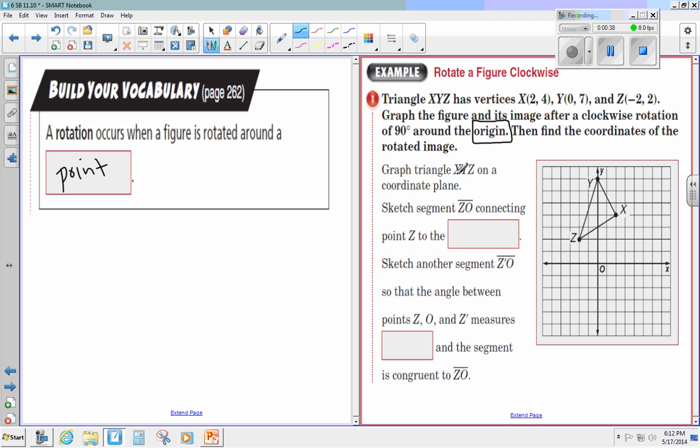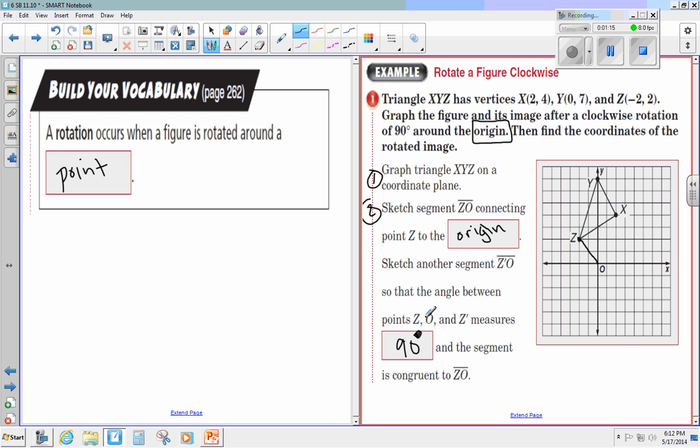Now, in this example it says to graph first x, y, and z. Then graph the figure and its image after a clockwise rotation. So, step number 1 was to graph the original. Step number 2 is to sketch segment ZO, connecting point Z to the origin. Sketch another segment Z prime O so that the angle between them measures 90 degrees.